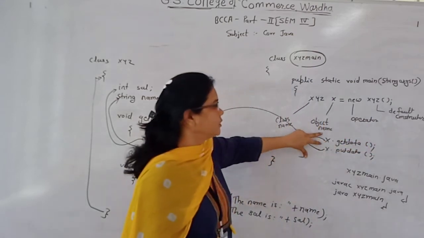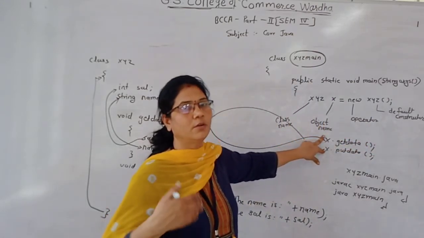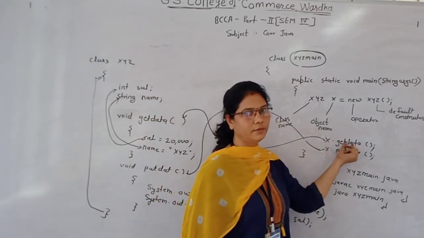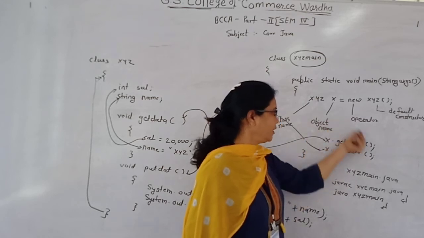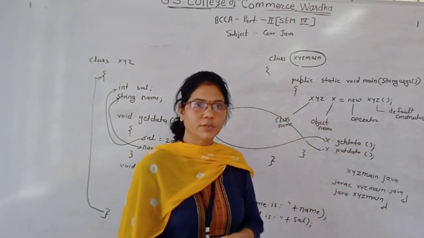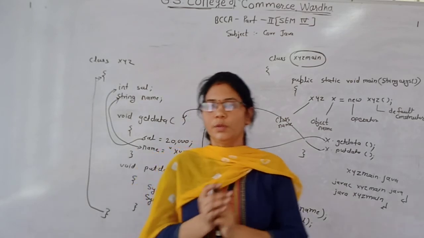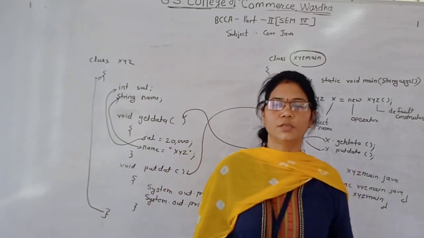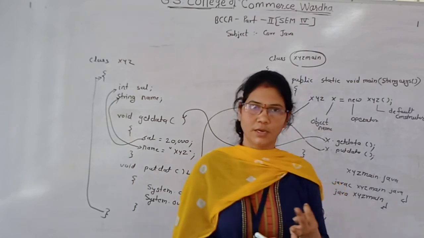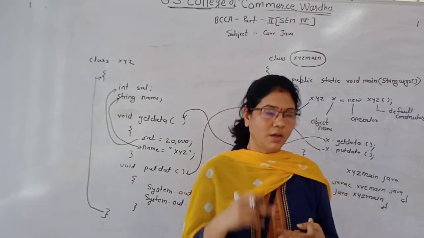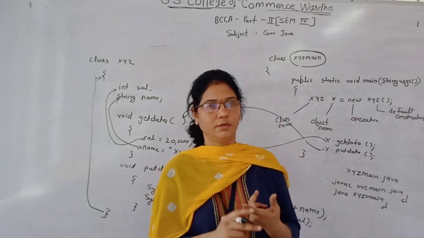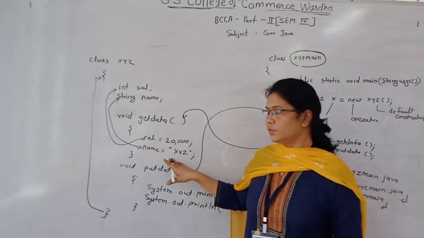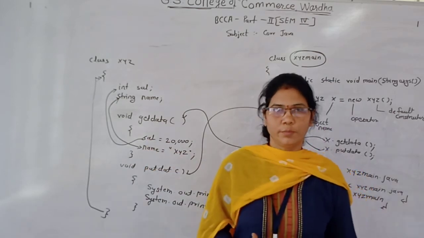The next step is nothing but calling the function. How can we call the function? By using the object name, that means the object name, dot operator, then function name. Likewise we can call a number of functions in our program. So it is a simple program which included a number of concepts: how we can create the class, multiple classes in Java, how we can create the object, how we can call the functions, how we can assign the data members, and how we can use the data members with the functions.